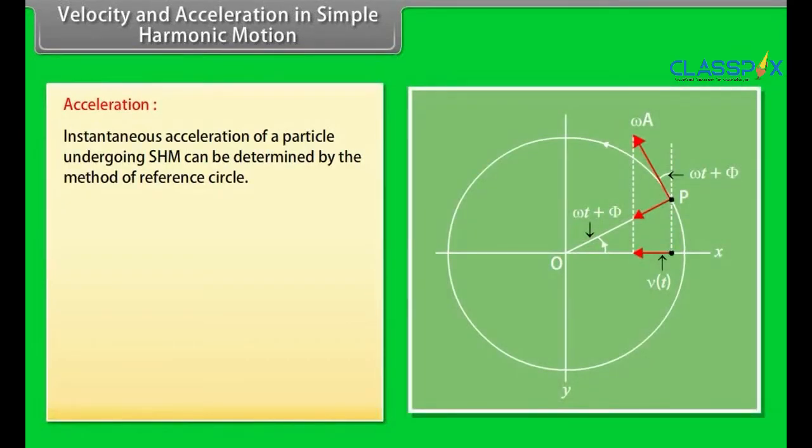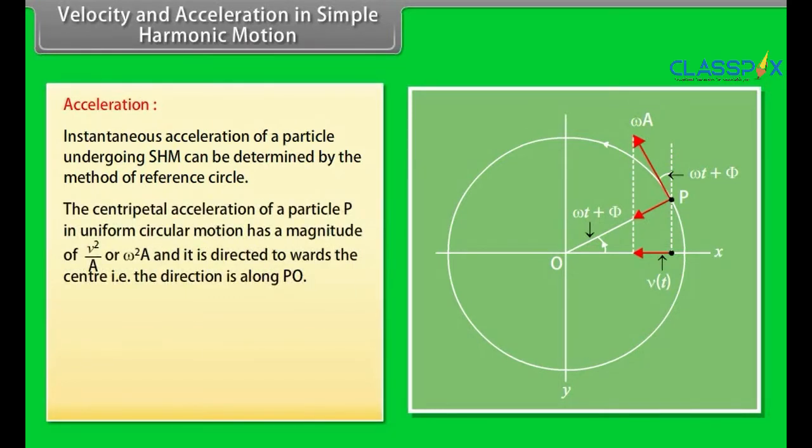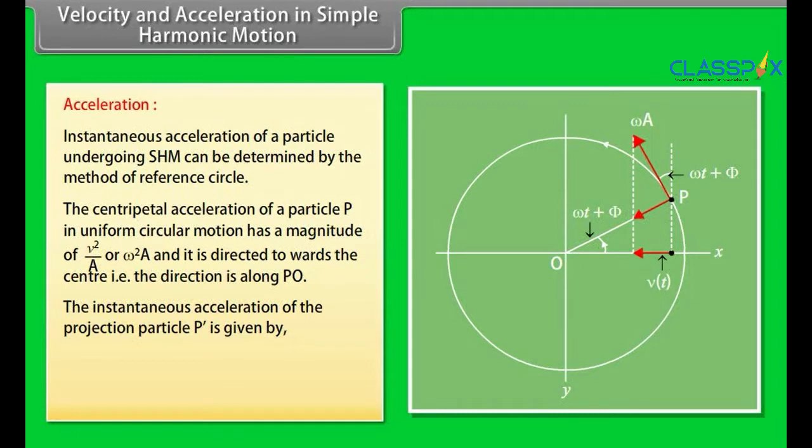Instantaneous acceleration of a particle undergoing simple harmonic motion can be determined by the method of reference circle. The centripetal acceleration of a particle P in uniform circular motion has a magnitude of v²/A or ω²A, and it is directed towards the center, that is, the direction is along PO. The instantaneous acceleration of the projection particle P' is given by a(t) = -ω²A cos(ωt + φ) = -ω²x(t).